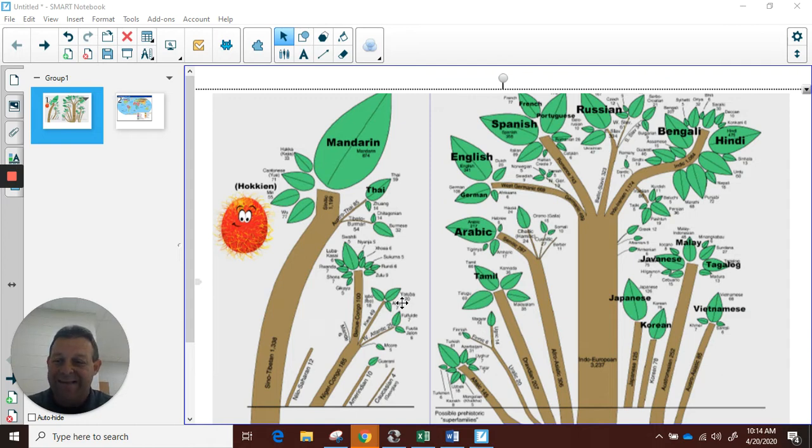Remember, there's a difference in dialect and accent. Dialect is more than just the sound. It's also the vocabulary. It's also spelling. So it's a bigger picture than just accent, which is just how something is pronounced when you're talking about a variation of languages.